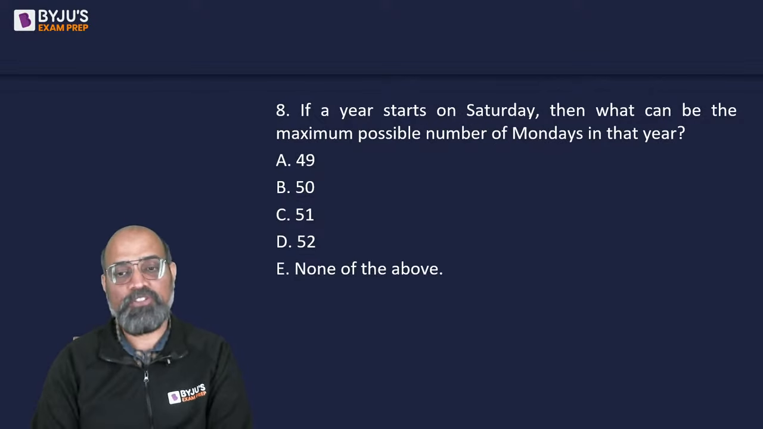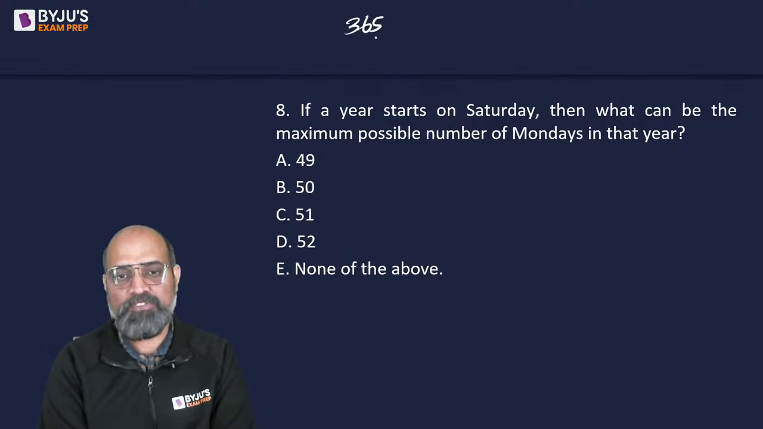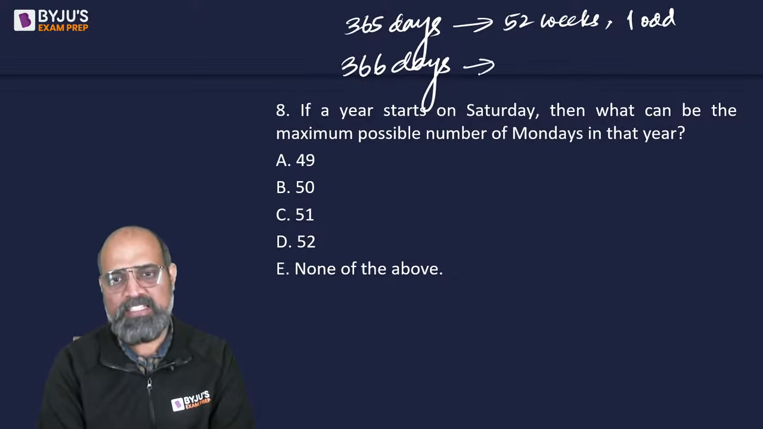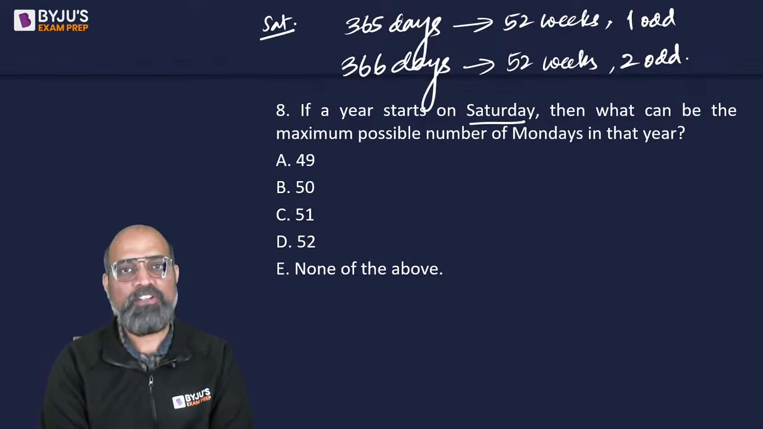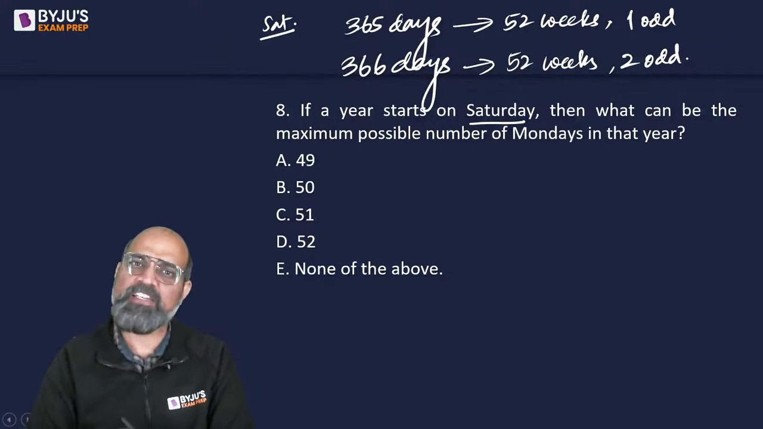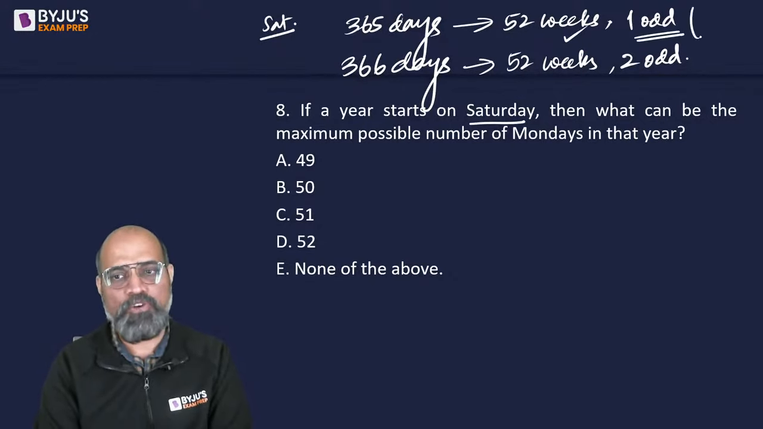Next, if a year starts on Saturday, then what can be the maximum possible number of Mondays in that year? See, a year may have 365 days or a year may have 366 days. 365 days means 52 weeks and one odd day, one extra day. 366 days ka matlab hota hai 52 weeks and two odd days. Now, it says Saturday se shuru ho raha hai. So, if the year starts on Saturday, then Saturday to Friday, Saturday to Friday, Saturday to Friday. That's 7 days of a week. As in the entire week will happen 52 times. And this one odd day is going to be a Sunday, right?